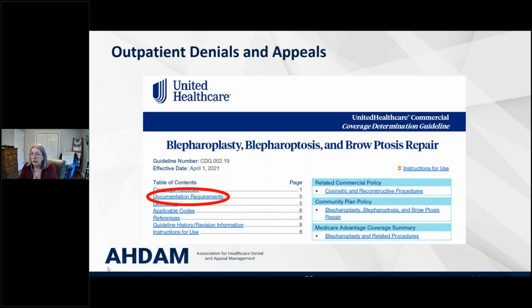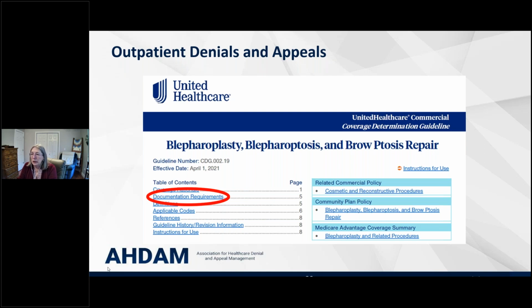Okay, so let me just walk you through an example. And I just picked blepharoplasty just because it's fun to say. This could be for Botox injections or physical therapy or any other services you provide at your hospital. So we're looking at the clinical policy bulletin from United Healthcare for blepharoplasty, which is eyelid surgery.